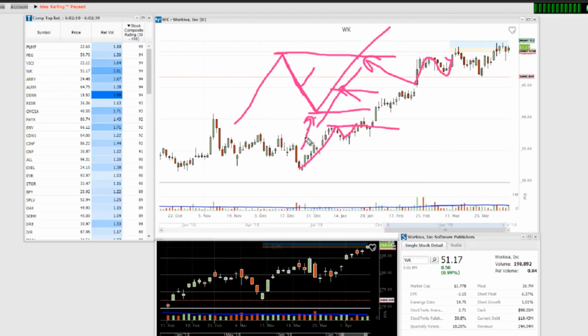So again, this is where it's going to come back to what is it that you do? What is your kind of methodology behind it? And that's going to be different from person to person based off their trading.